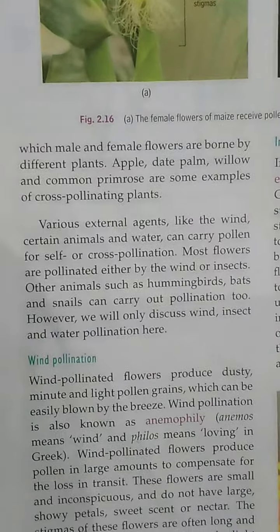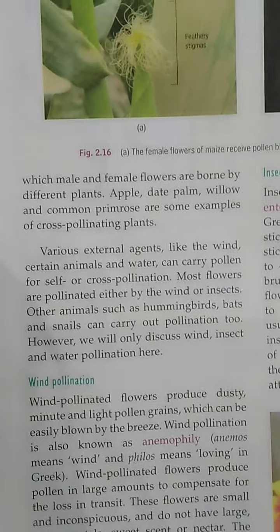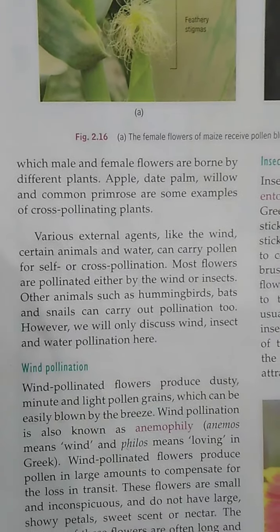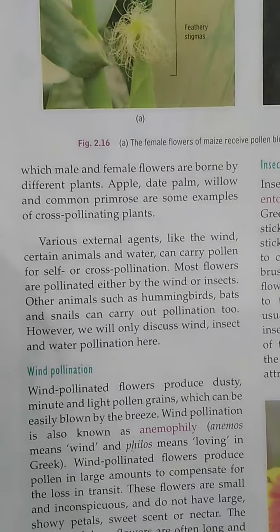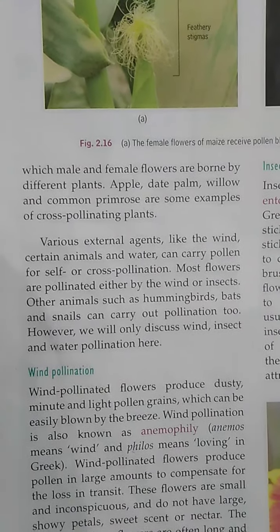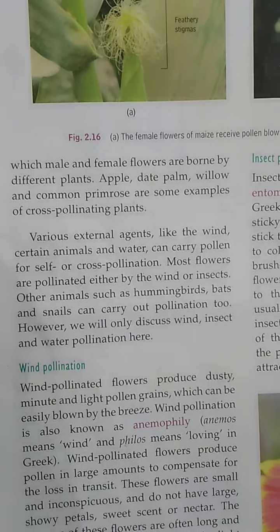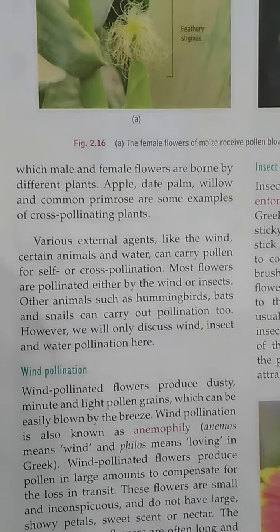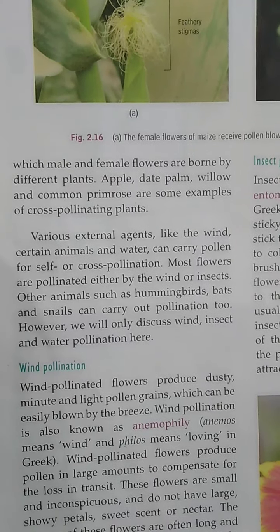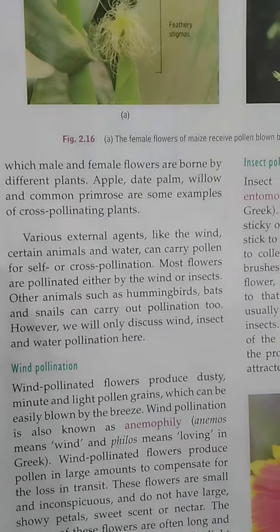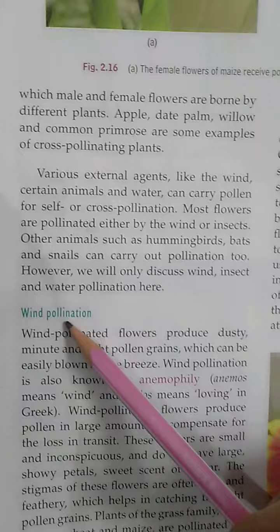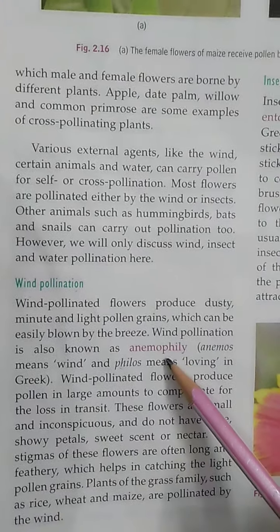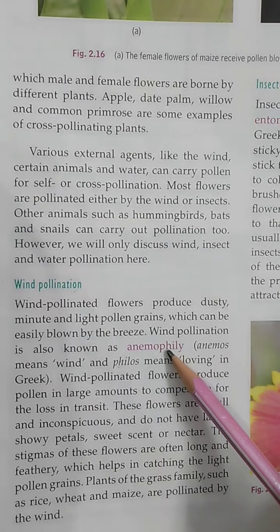Now students, for the process of cross pollination, there are some external agents like water, wind and insects, which carry the pollen grains from one plant to another plant. So most of the flowers are pollinated either by wind or insects or water. Firstly we will discuss the pollination which is carried out with the help of wind. Such pollination is called wind pollination, as well as anemophily.